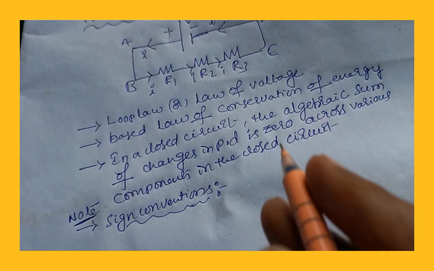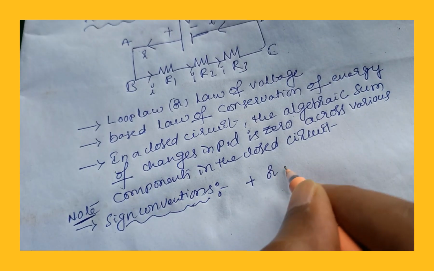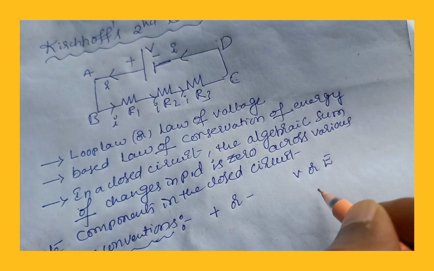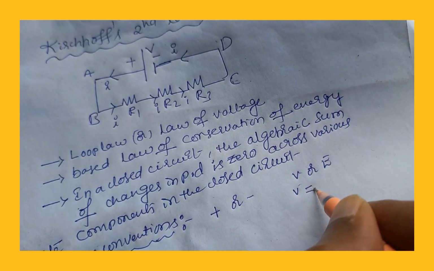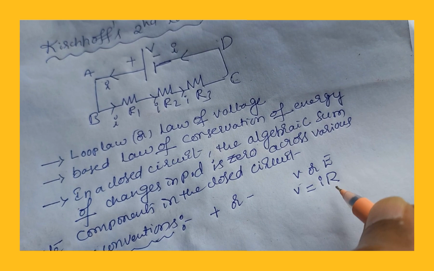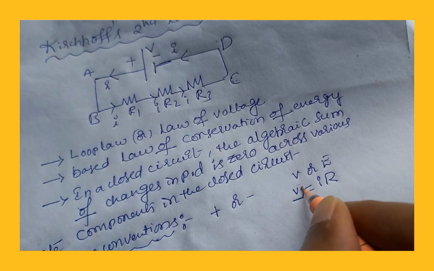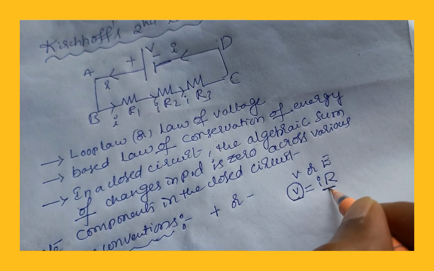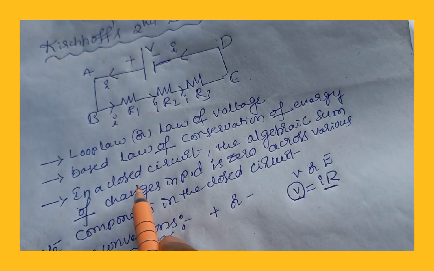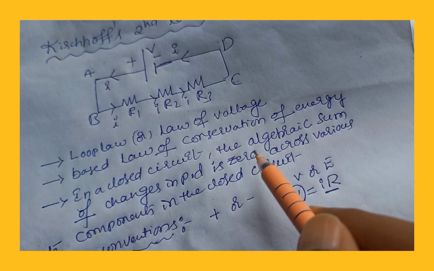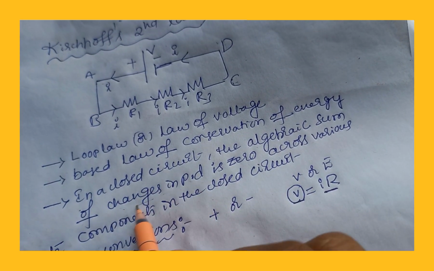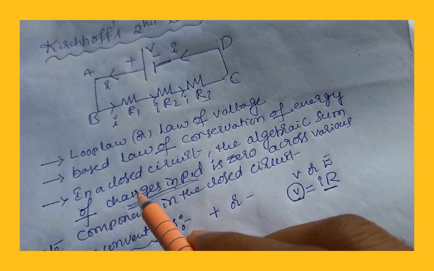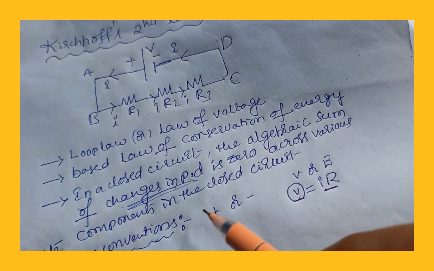Sign convention means when do we take a plus sign or minus sign with a potential difference or EMF. So you know potential difference V is equal to IR. Potential difference is directly measured in the form of V or by the product of current and resistance. So here in the statement you can see, in a closed circuit across the various components, the algebraic sum of changes in potential difference. That means changes in potential difference, that is increase in potential difference and decrease in potential difference.